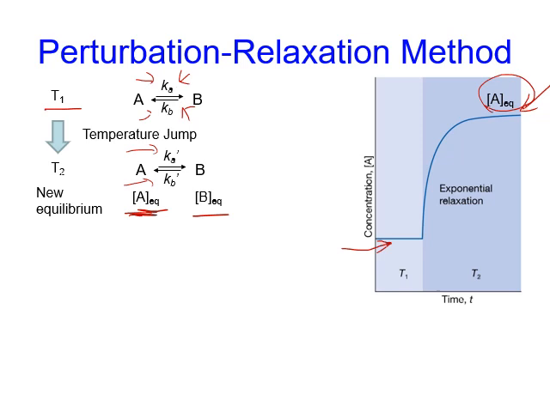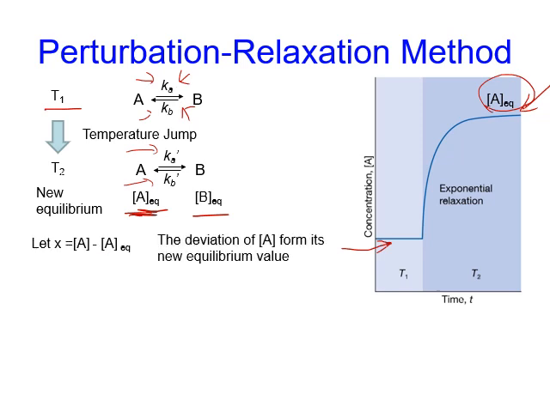So the goal of this experiment is to measure this time, and in theory, we'll derive an equation to relate this time to the rate constant, so we can calculate the rate constant. To do that, we first define x. So x tells you how far away the concentration is from the new equilibrium concentration.